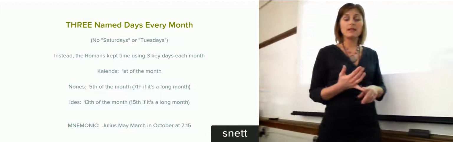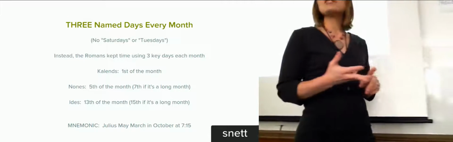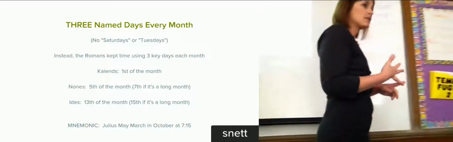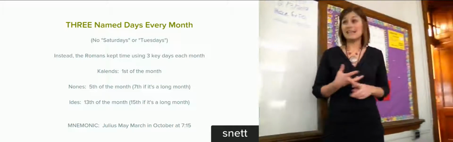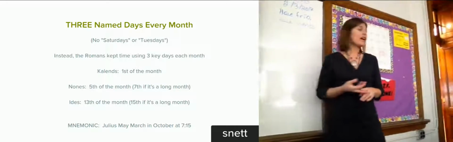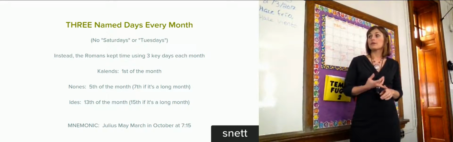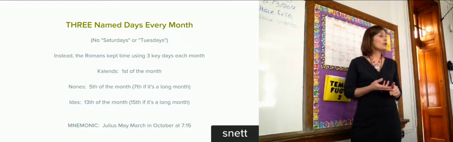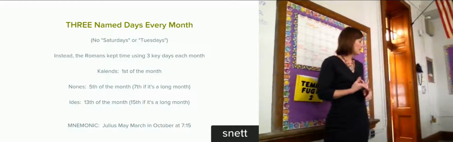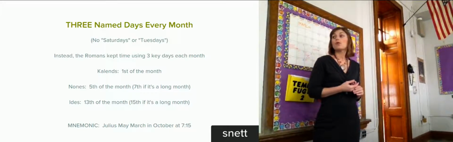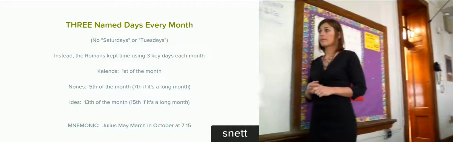The first one is the calends. The second one is the nones. The third one is the ides. The calends was the special day at the beginning of the month, the first. The nones was the 5th day, and the ides was the 13th day.